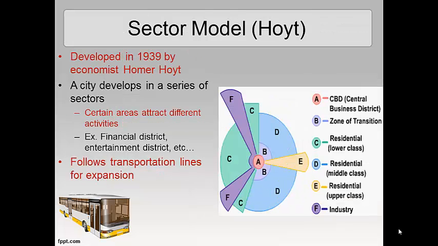Let's keep going. Let's talk about the sector model. It was developed in 1939 by an economist named Homer Hoyt. He stated that a city develops in, well, surprise, sectors. What that means is that certain areas attract different types of activities. For example, if you take New York City, we have an industry area, a financial district, an entertainment district, and so on and so forth. His model, because it was developed later, actually follows transportation lines for expansion. Specifically, it follows railroads, subways, and bus lines.